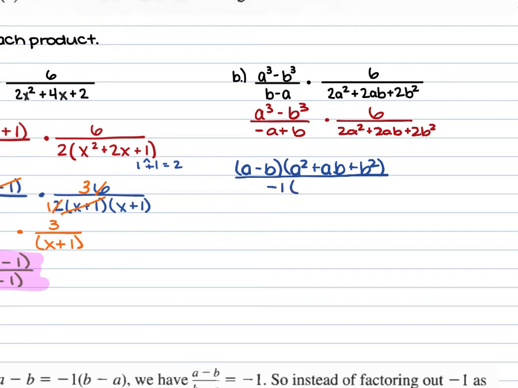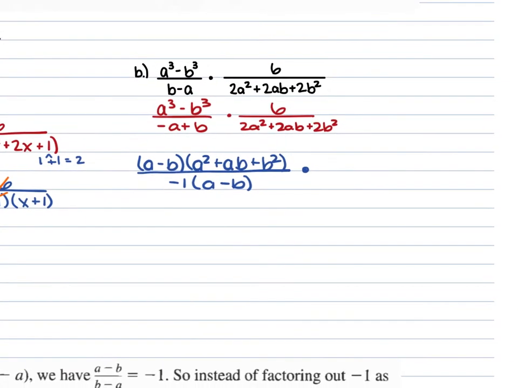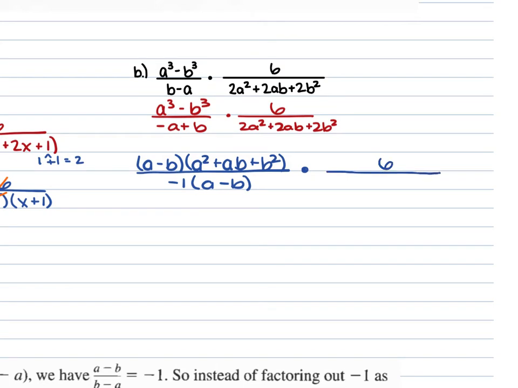It becomes negative 1 times a minus b. Your second fraction, you have a 6 in the numerator. Keep it there. The denominator, you have 2a squared plus 2ab plus 2b squared. So we're going to factor out the greatest common factor of that, which is 2. So that's a squared plus ab plus b squared.